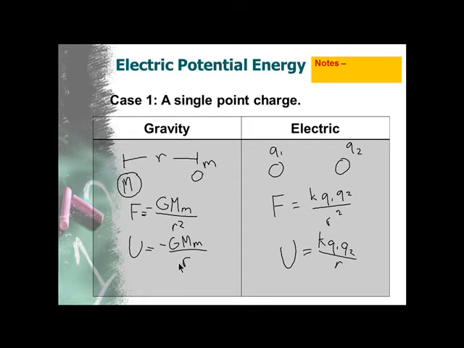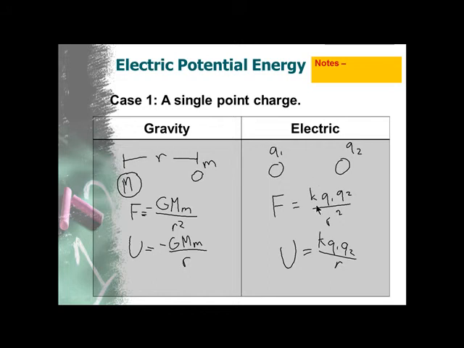Now, let's talk about electric force and see if we can come up with electric potential energy. Well, we know by Coulomb's law, which we learned before spring break, that the force between two charges, Q1 and Q2, is given by F equals K, that's Coulomb's constant, times Q1 times Q2, divided by r squared. And we know that looks very similar to gravitational force, and in lesson 8.1.1, we learned about just how similar those two are.